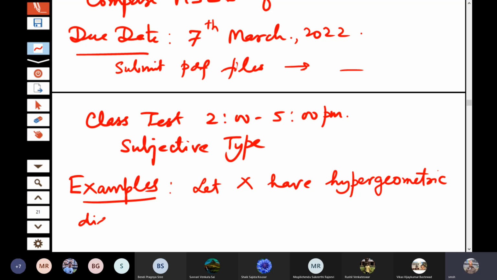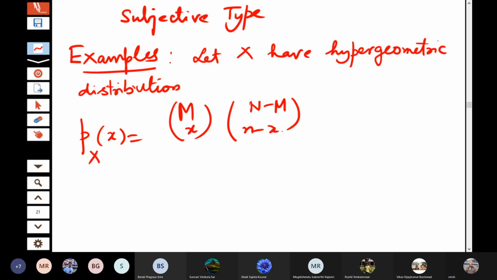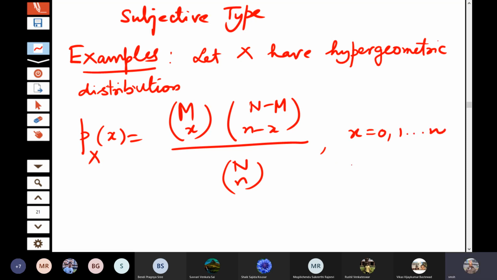So suppose X has a hypergeometric distribution. Whatever problems I am doing, you can consider this as assignment only. So all of you are familiar with this. This hypergeometric, all of you have done. What does it represent actually? This X, what does it represent? What is capital N? What is capital M? What is the small n?